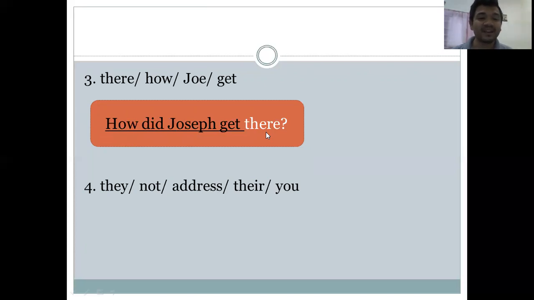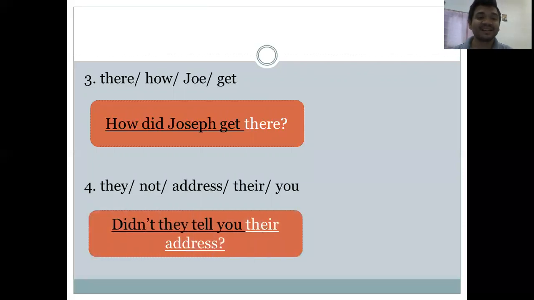Next one: they, not, address, there, you. Again, they, not, address, there, and you. 5 seconds, please. Okay, negative form. Didn't they tell you their address? Because we have here the word not, which means negative. Didn't they tell you their address?